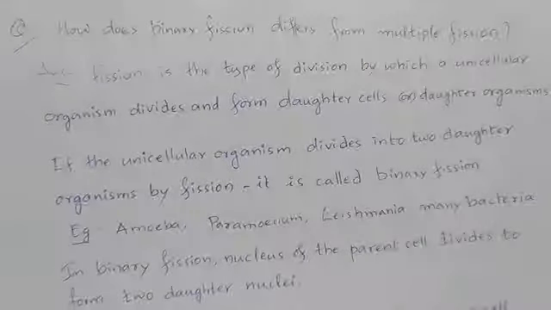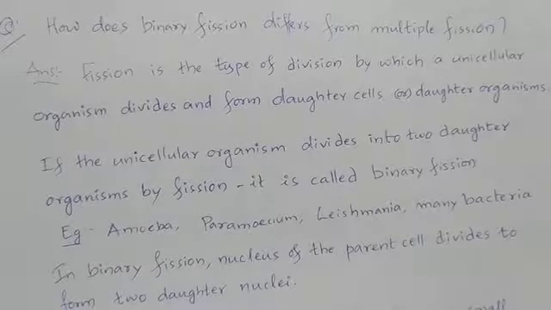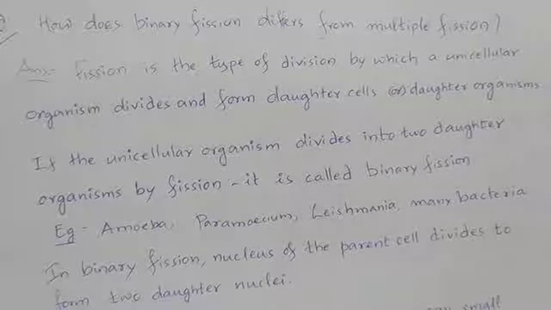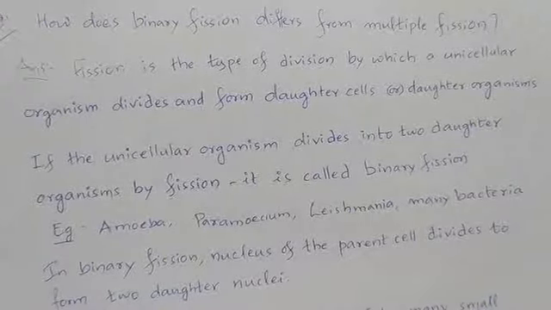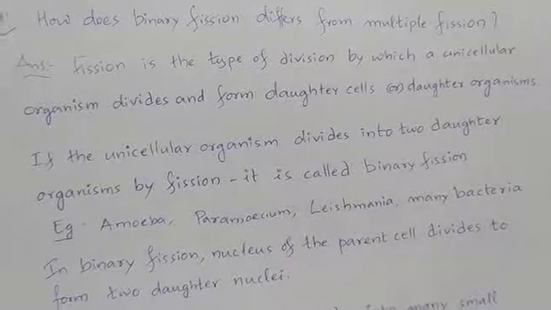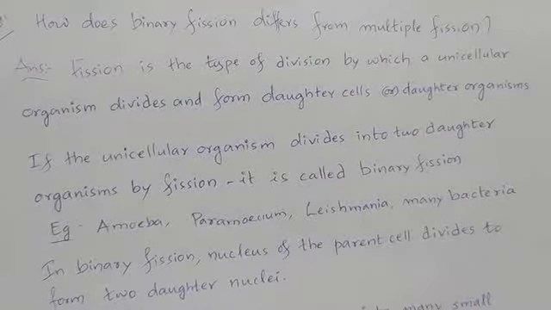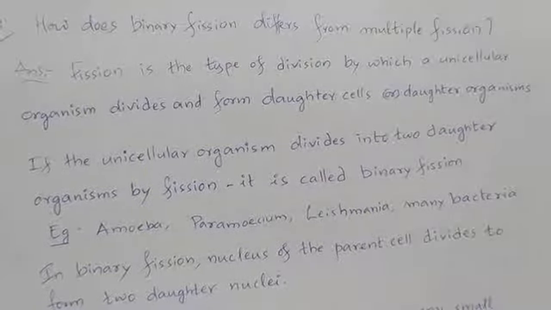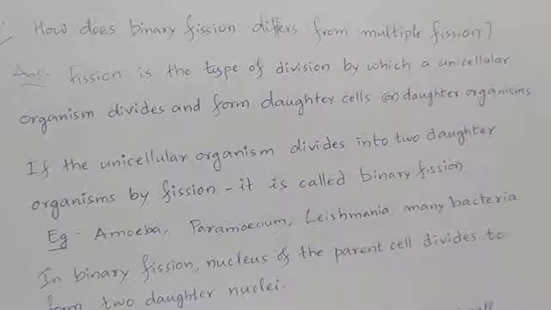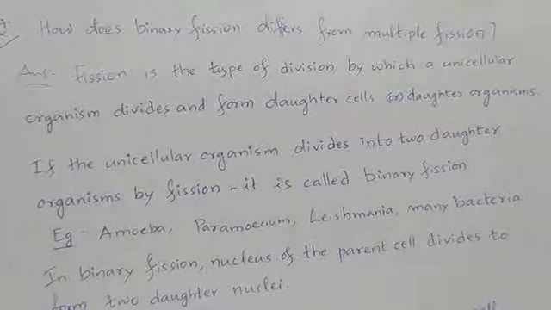How does binary fission differ from multiple fission? Fission is the type of division by which a unicellular organism divides and forms daughter cells or daughter organisms. Normally, if a cell is dividing and forming daughter cells, it is called normal cell division. But in the case of unicellular organisms, the division itself makes the daughter organisms. So that particular type of division that makes the daughter organisms is known as fission.